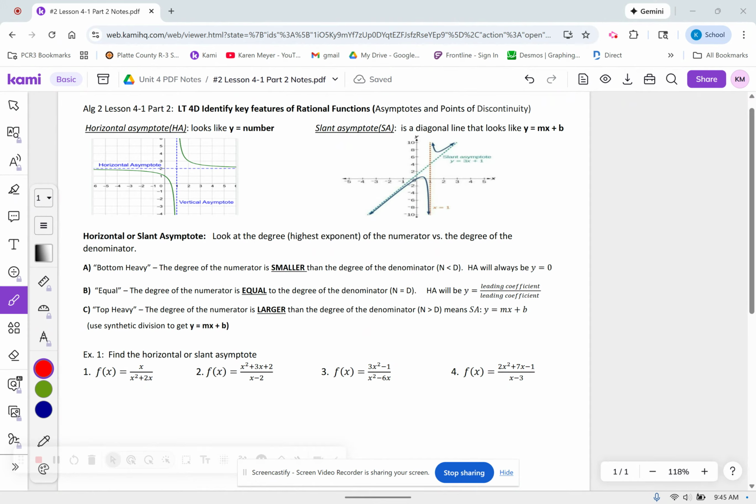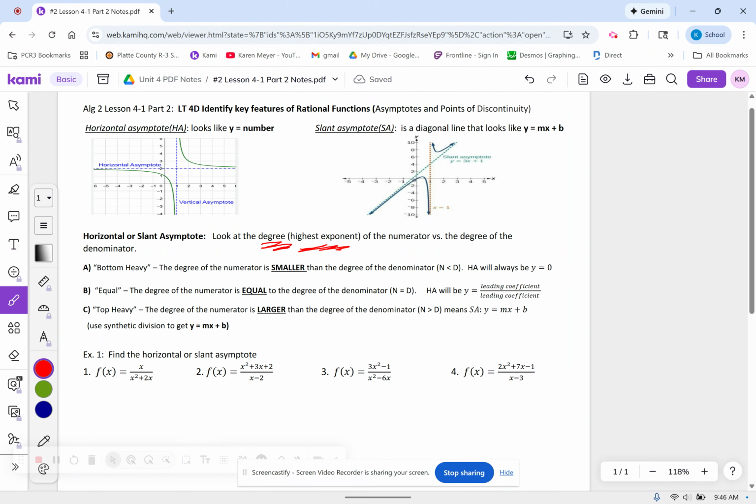And so you'll notice there that we have an example of a horizontal line for the horizontal asymptote, and we have an example of a diagonal line there for the slant asymptote. So how are you going to know which rational function has a horizontal, which one has a slant? Well, let's go to the part that's right below the graphs. It says in order to determine this, you must look at the degree. And remember, the degree is the highest exponent.